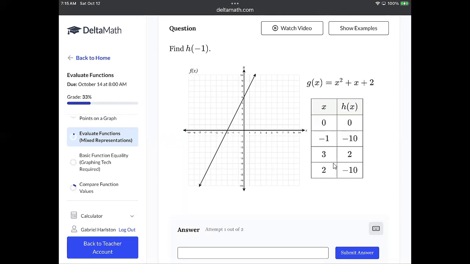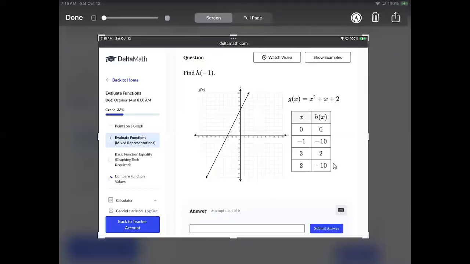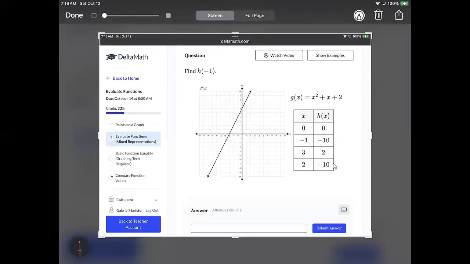So they've given us a picture, they've given us an input. And what we're going to do is this is the f of x function. It's a linear function. And then g of x is a quadratic function. And then they've given us a table, and that's the h of x.